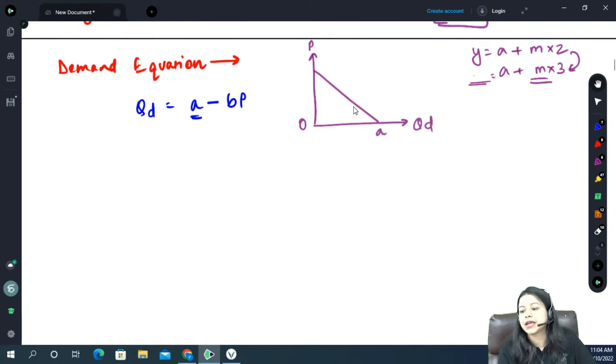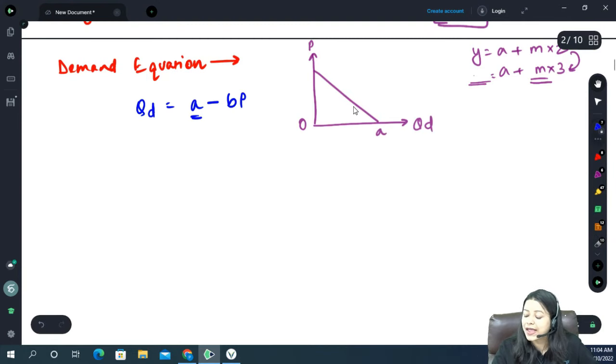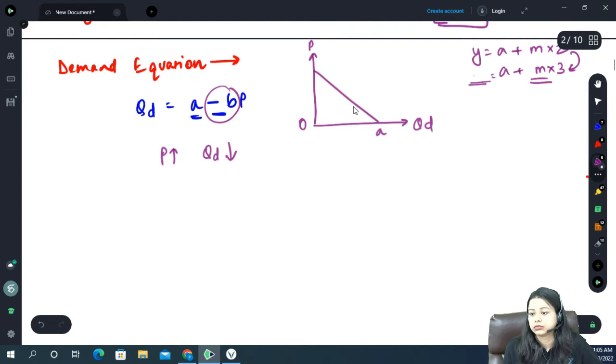We make the price on the y-axis and quantity demanded on the x-axis. Clear? But always remember, price is your independent variable and that is why we are writing the equation like this. Another thing, why have I written minus here? Because if your price increases, your quantity demanded will fall, the change will be negative, and that is why minus B, because it will change by how much? Minus B. Sure?